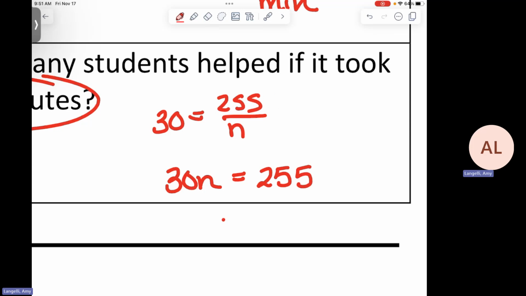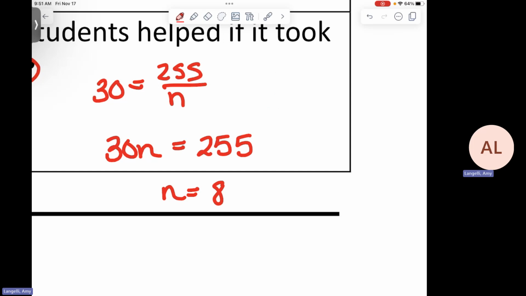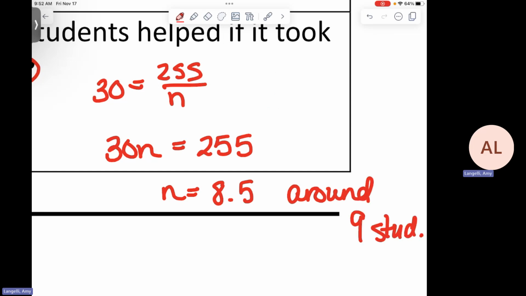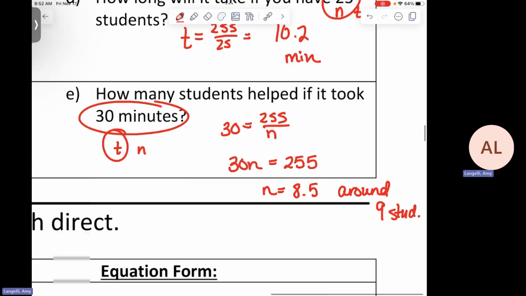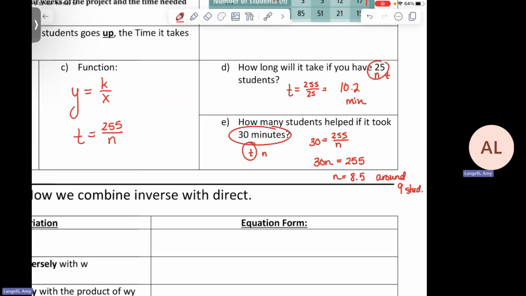Excellent. And I can pull my calculator out. All I know is that it'd be 8 point something is my guess. What is it, 8.5? Since we can't have half a student, I'm just going to say around 9 students. We already said our equation wasn't perfect, it was a good enough equation. So if we don't mind spending 30 minutes cleaning up trash, as long as 9 kids show up, we'll be at 30 minutes or under.